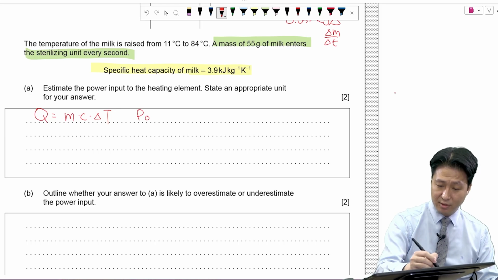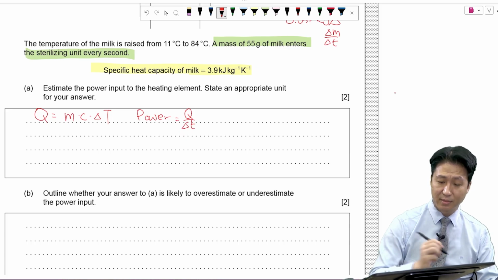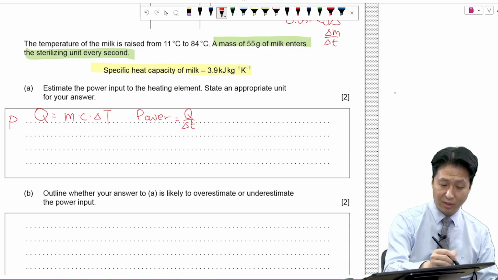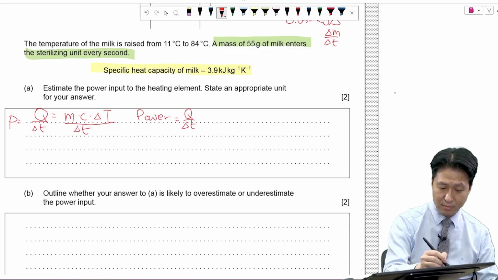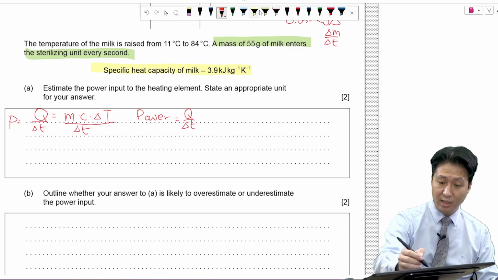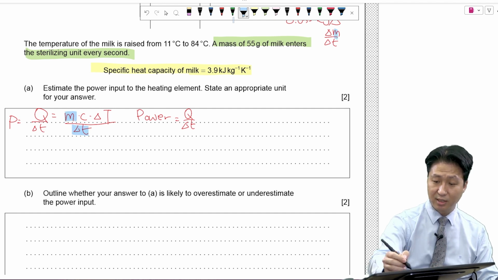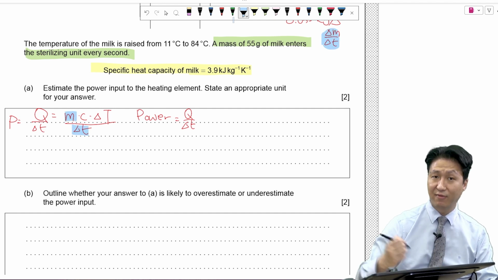But power is equal to the energy over time, which would mean the power here would be all of this divided by delta T. And the reason we do this is because this part's mass over delta T is exactly what you have here, the 55 grams per second.